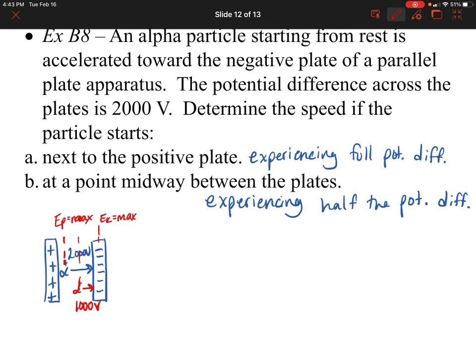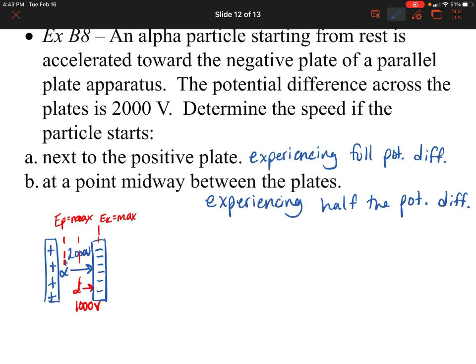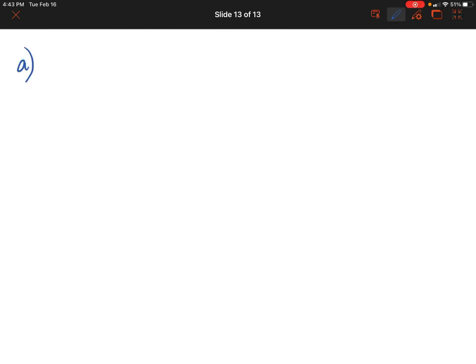So we are going to use conservation of energy here. Anytime you really want to find velocity, we're probably going to be going into kinetic energy and looking at conservation of energy. So for part A, starting next to the positive plate, experiencing the full 2000 volts, I know the sum of energy at any one point is equal to the sum of energy at any other point. But I'm looking at a point when I have full potential energy converting itself into full kinetic energy.